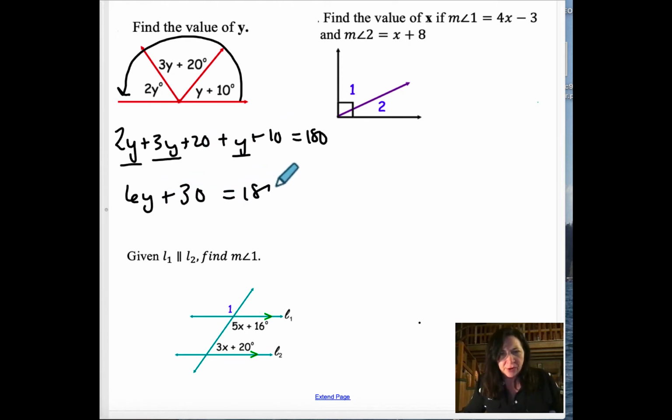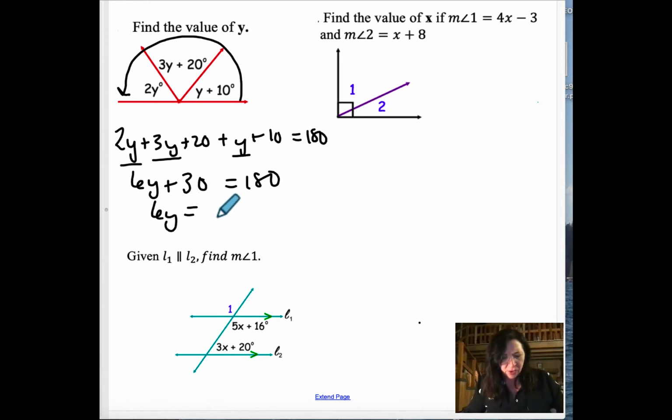And that equals 180. I'm going to subtract 30 from both sides. So if I subtract 30 from both sides, I get 6y is equal to 150. And if I divide 150 by 6, I get y equals 25. And that's y. They only want to know y, though for me, I would ask you to find all the angles in there.